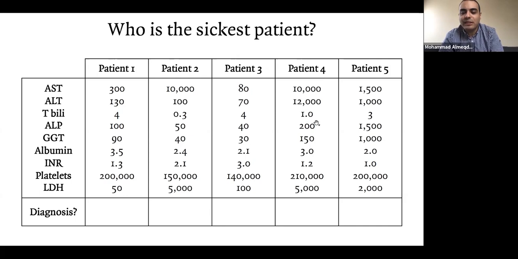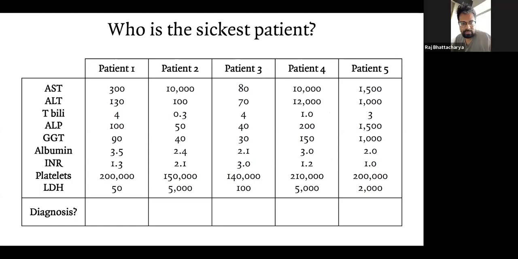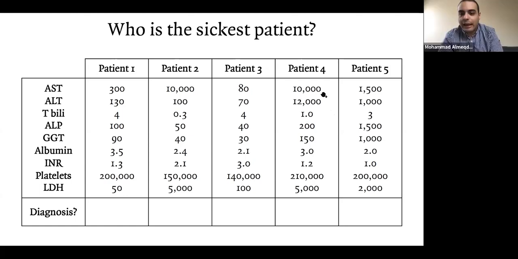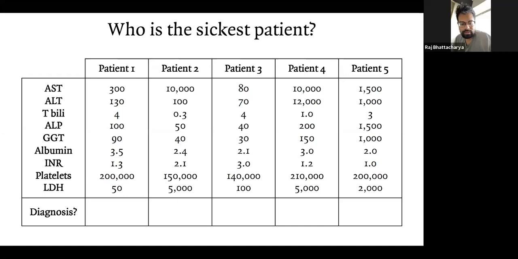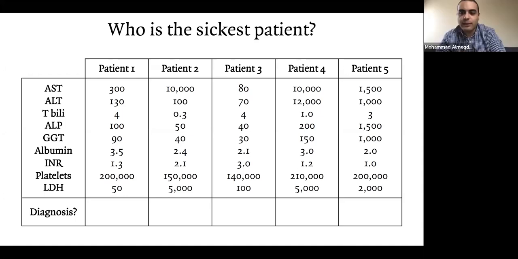Okay, let's do patient 4. So AST 10,000, ALT 12,000, TBL 1, ALK-Phos 200. So is this hepatocellular or cholestatic? Hepatocellular. Okay. Maybe. And so what's going on here? Drugs. What else could it be? Ischemia. Ischemic hepatitis. Okay. Yeah. Viral? Can it be viral? Yeah. But I feel it's too high for viral.